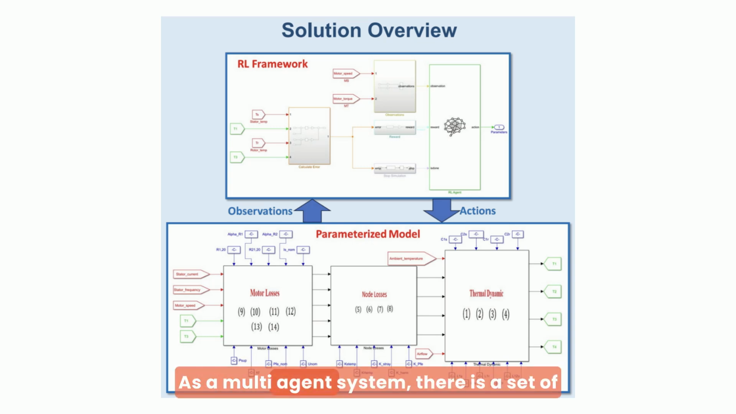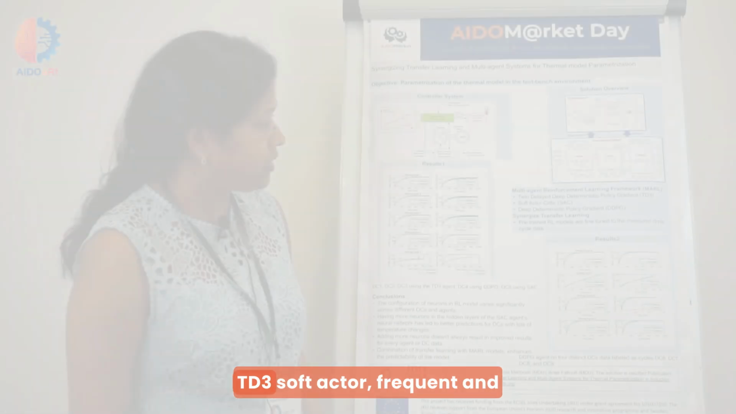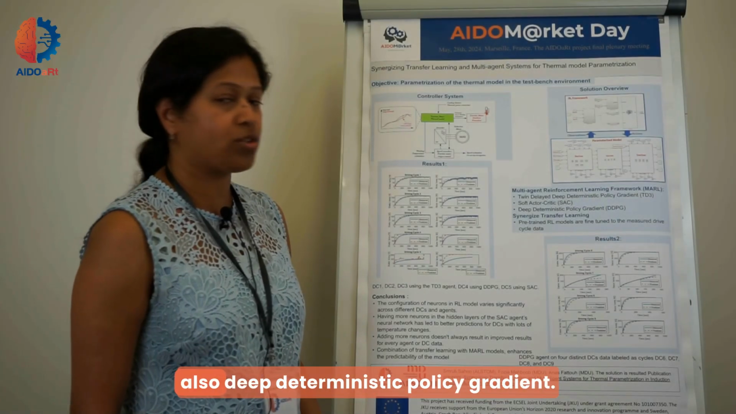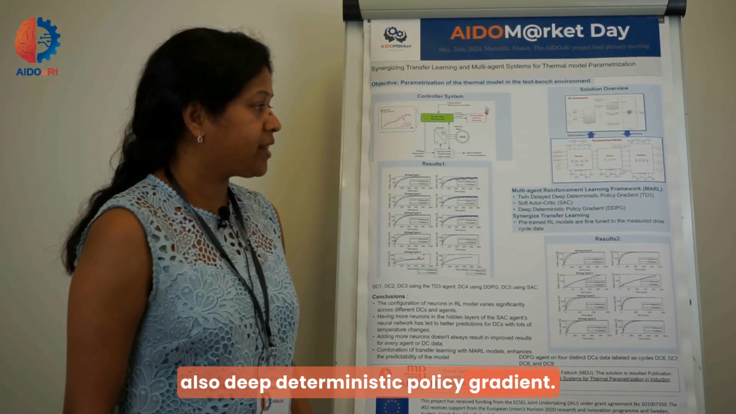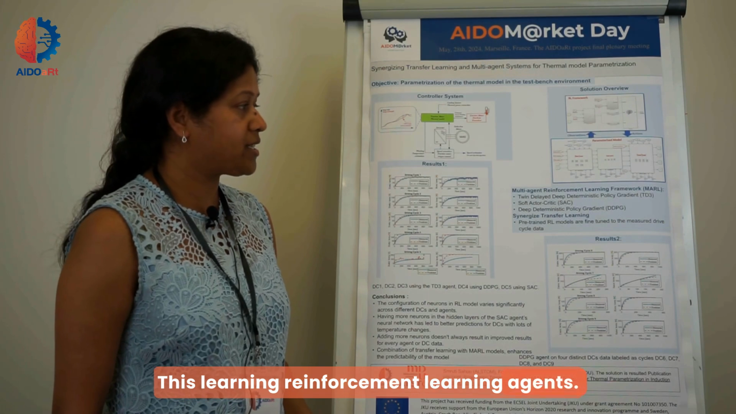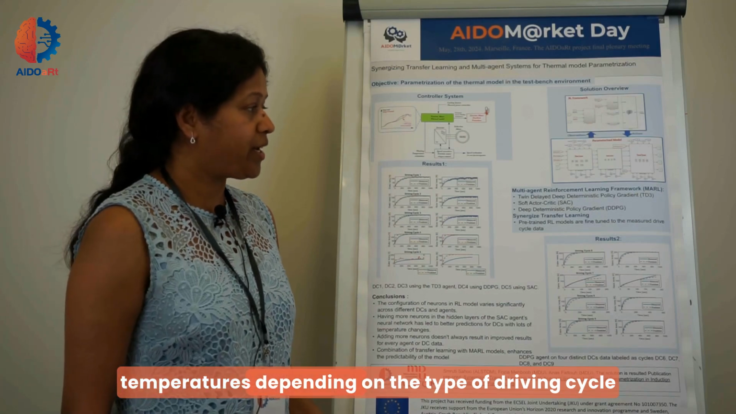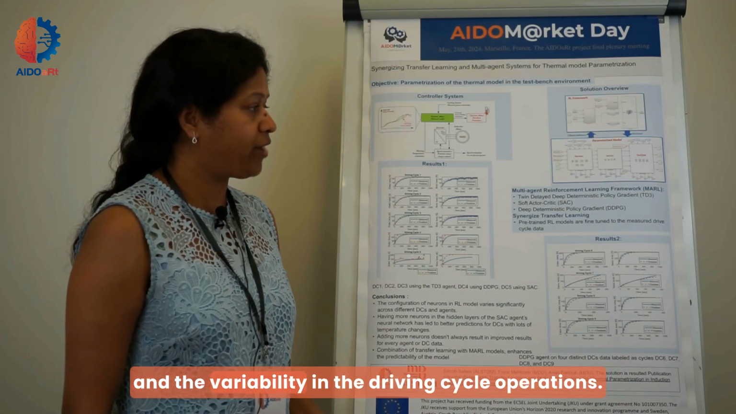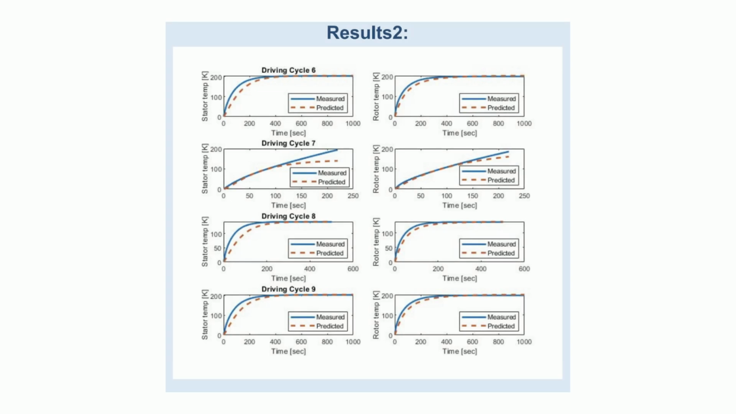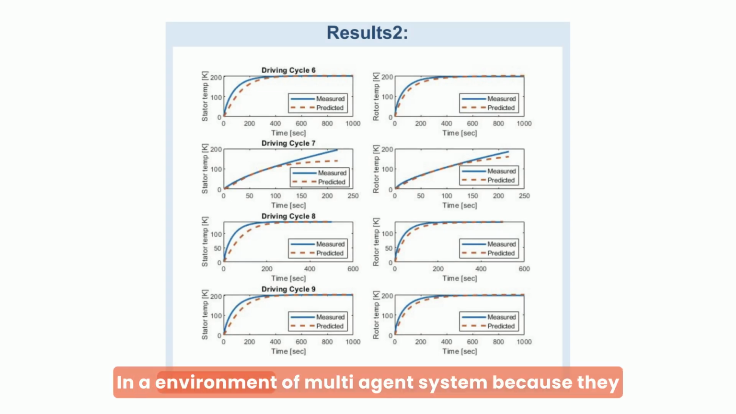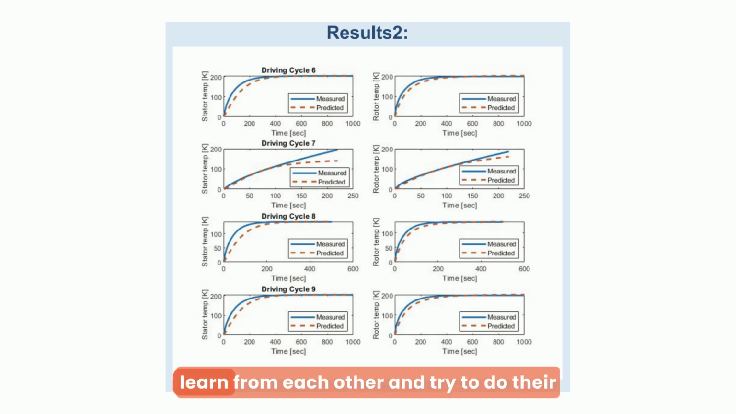As a multi-agent system, there is a set of reinforcement learning agents which are TD3, soft actor critic, and also deep deterministic policy gradient. These reinforcement learning agents have their own advantages in predicting the temperatures depending on the type of driving cycle and the variability in the driving cycle operations. They are particularly useful in a multi-agent system environment because they learn from each other and try to do their actions better by learning from each other.